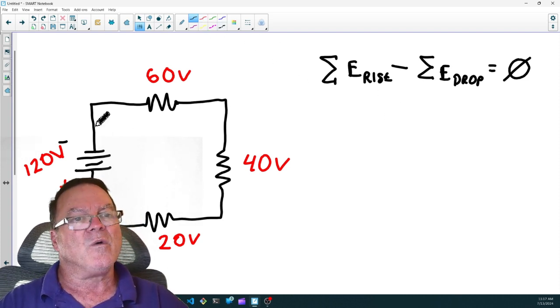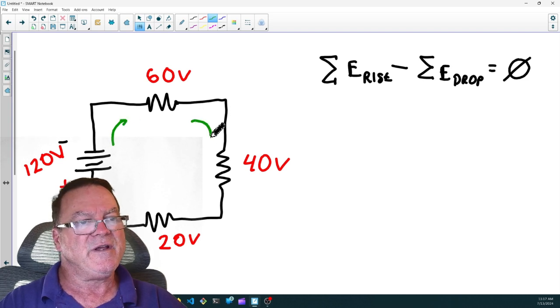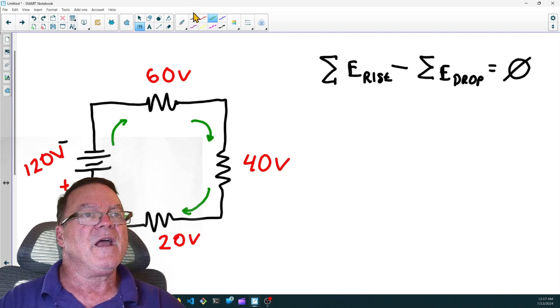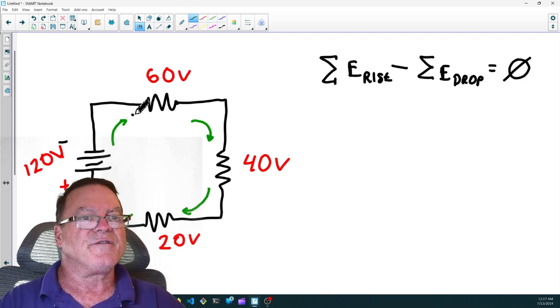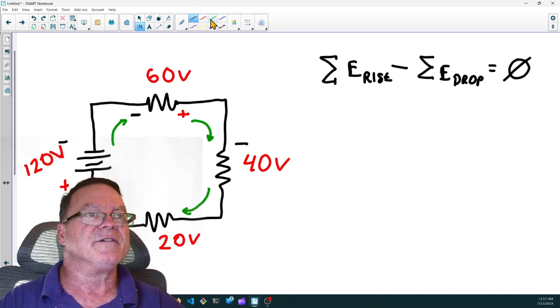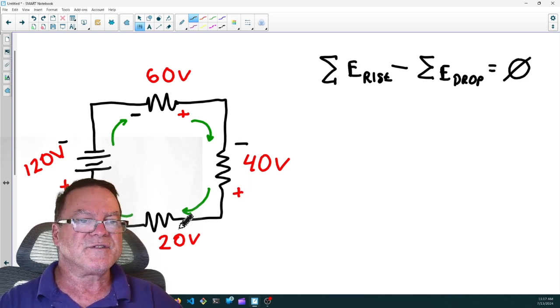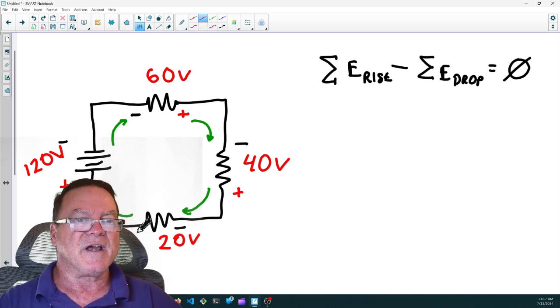Now, let's talk about what's going on inside this loop. We said before that current flows from negative to positive, didn't we? We said that. Current flows from negative to positive. So, going through this resistor, the first side of this resistor is negative, and the second side is positive. Same with resistor R2. The first side is negative, the second side is positive. R3, the first side is negative, and the second side is positive.